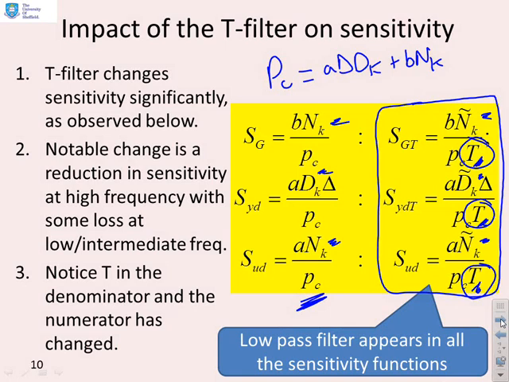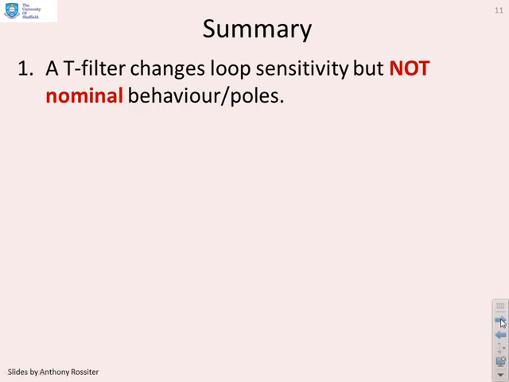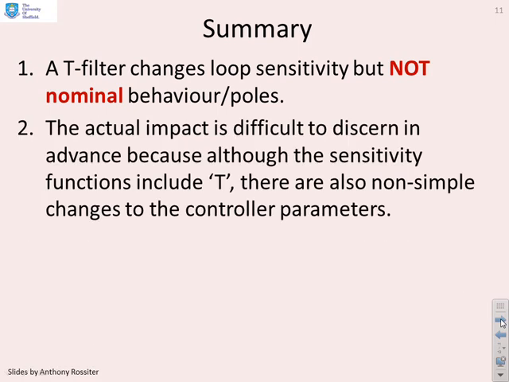So the low-pass filtering appears to have an impact on all the sensitivity functions. You said 1 over T is a low-pass filter, and 1 over T has affected all your sensitivity functions. So therefore, some low-pass effect has occurred on your sensitivity functions as desired. So the T filter does change loop sensitivity, but not nominal behavioural poles.